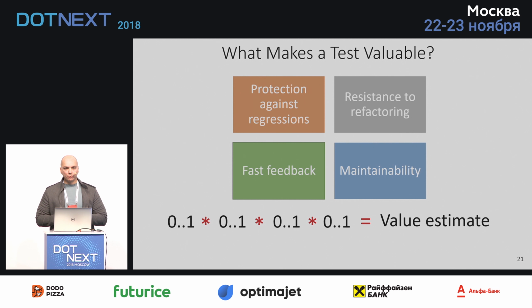And these four components, when multiplied together, provide you with a value estimate of a test. And by multiplied, I mean in a mathematical sense. So in order for a test to be valuable, it needs to score at least something in all four components. And if it scores 0 in one of the components, then its overall value turns to 0 as well. That's what I mean by multiplied. And this approach is universal. You can apply it to any test in your test suite, and it will provide you with a rough value estimate of your test. And then you will be able to decide whether to keep this test, refactor it, or get rid of it.